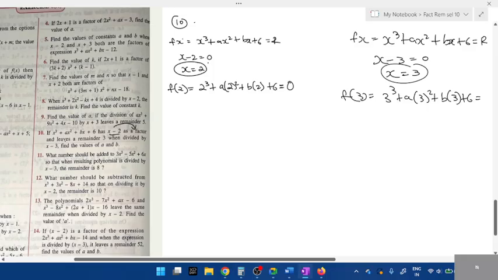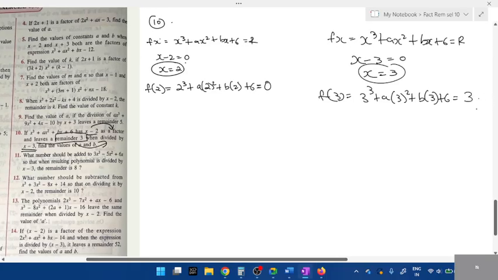For this question, what is r? Look here, I'll read the second part: and leaves a remainder 3. Can you see the words leaves a remainder 3? When does it leave remainder 3, students? When it is divided by? So what should I take the remainder as here? 3.